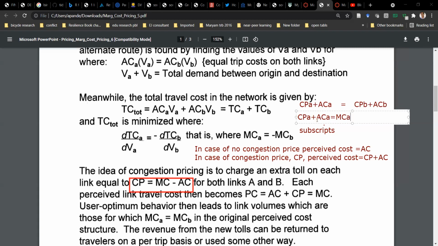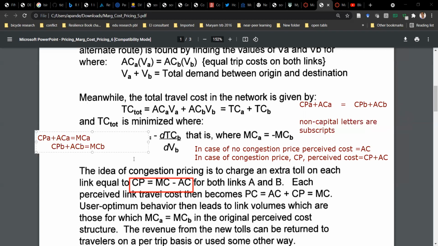You want the sum of congestion price and the average cost on route A to be the marginal cost of route A. And then you want the same thing for route B: you want CPB plus ACB to be the marginal cost of route B. Okay, so I'm going to move it right there. This is what you would want.